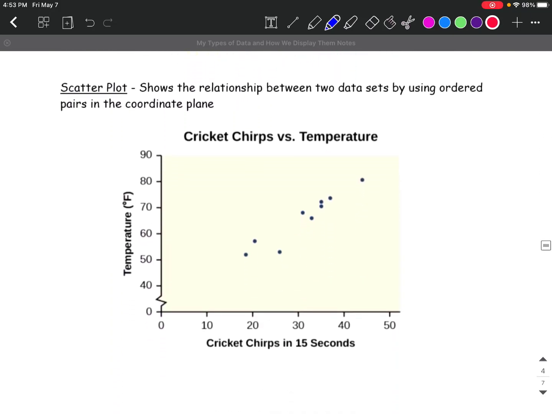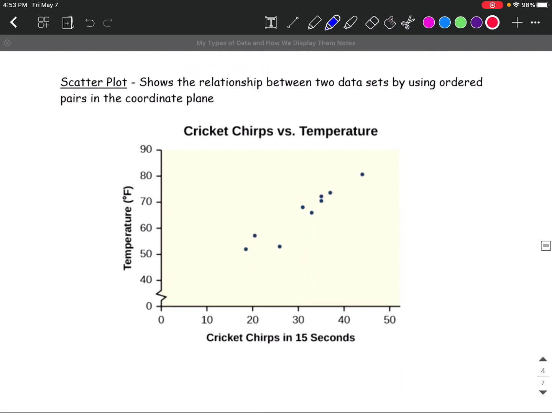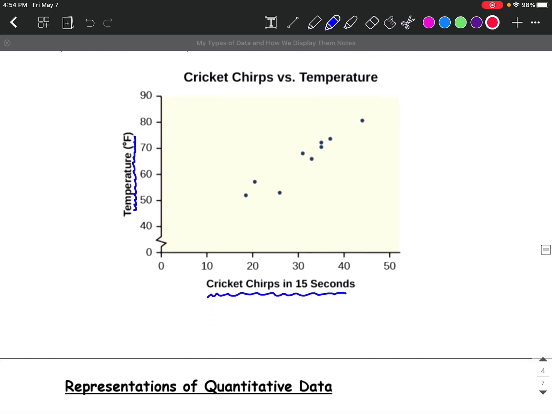Okay? Next comes your scatter plot. Scatter plots show the relationship between two different data sets by using ordered pairs, just like when we're graphing. So here we have the cricket chirps in 15 seconds, and then we also collected the temperature in degrees Fahrenheit to see if there's a relationship between the temperature and how many times a cricket chirps. And each one of those dots represents a piece of data that we collected.